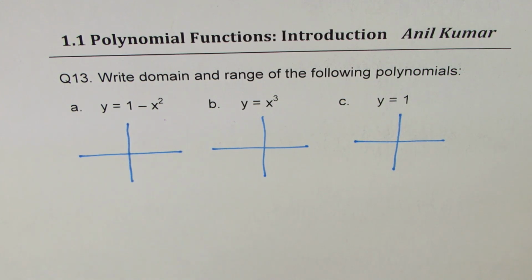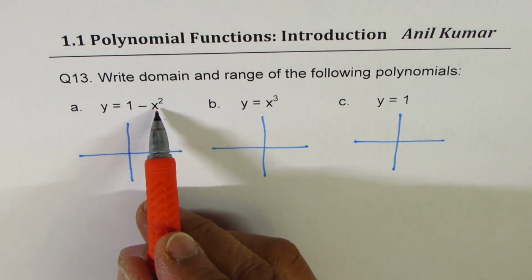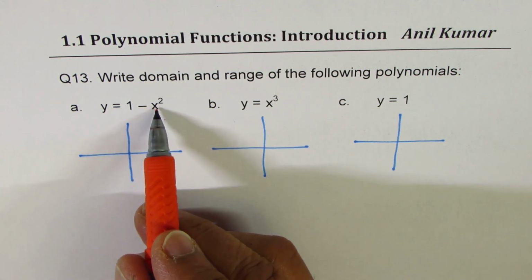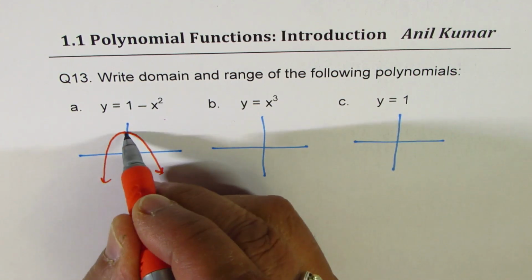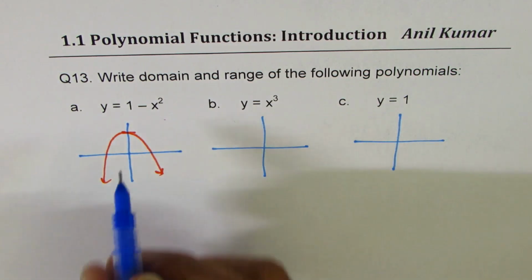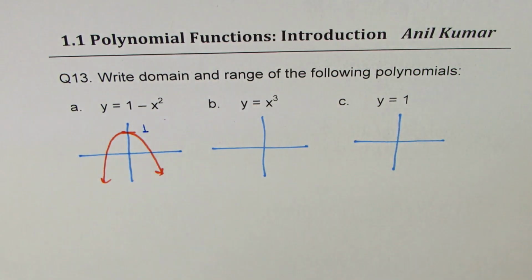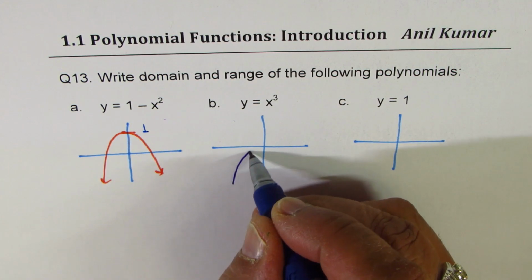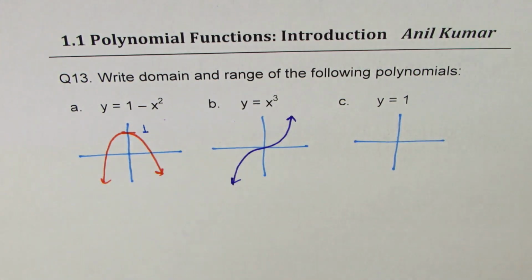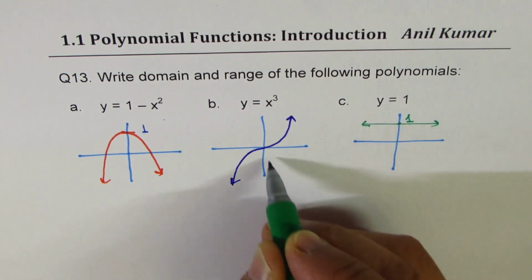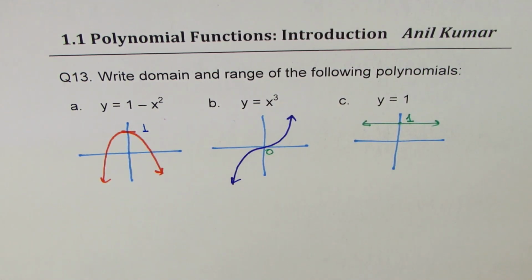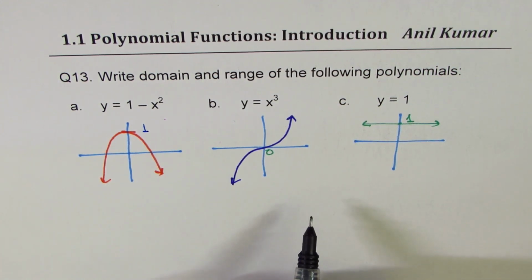Now when I say y equals to 1 minus x squared, it means it's a parabola opening downwards. At x equals to 0, the value is 1, so it will look like this, right? Where this value is 1 for us, right? Now the second one here is a cubic function which looks like this. The third one is a constant function, y equals to 1, where this point is at 1, right? Now you have the graphs. I'd like you to write down domain and range for these three polynomial functions.